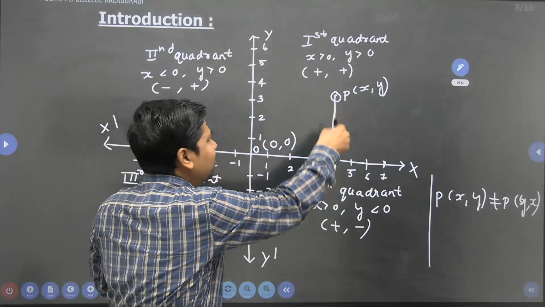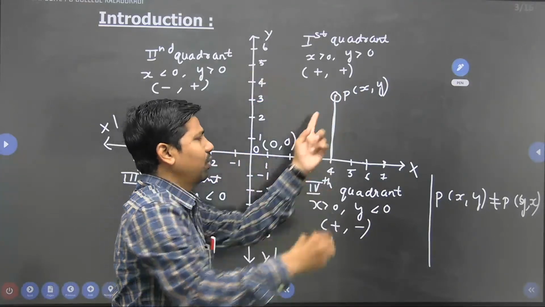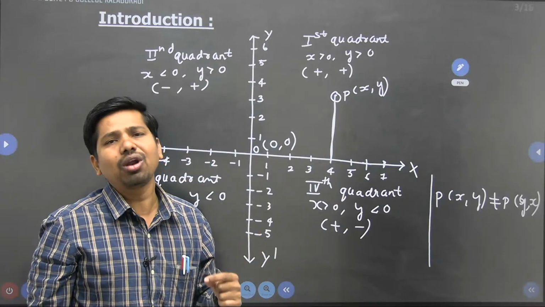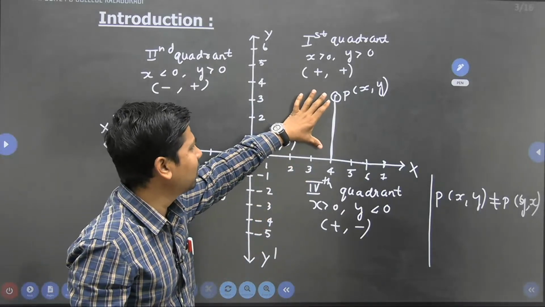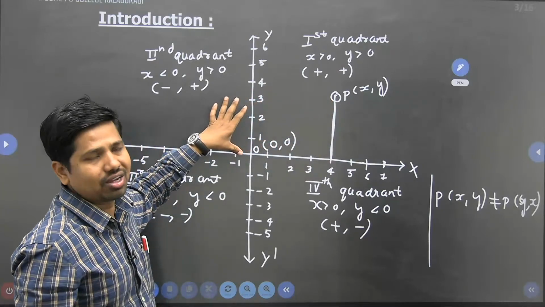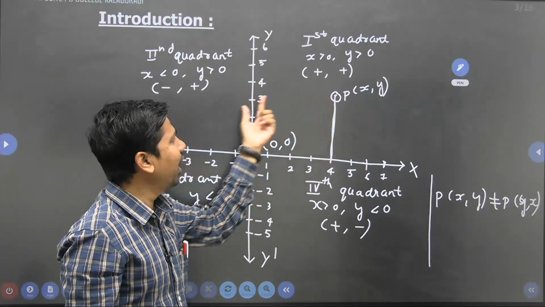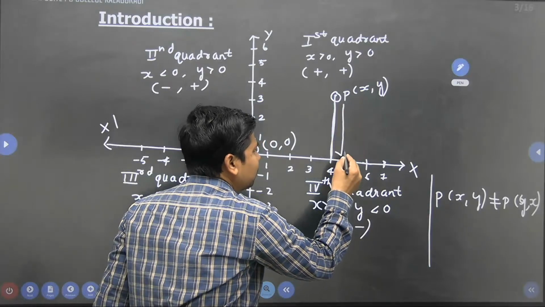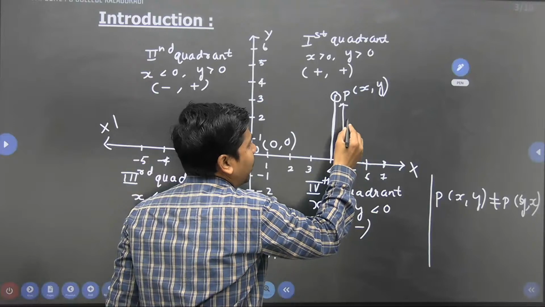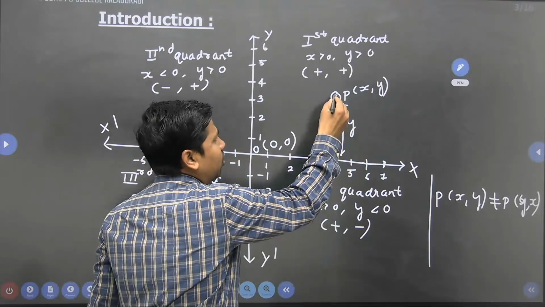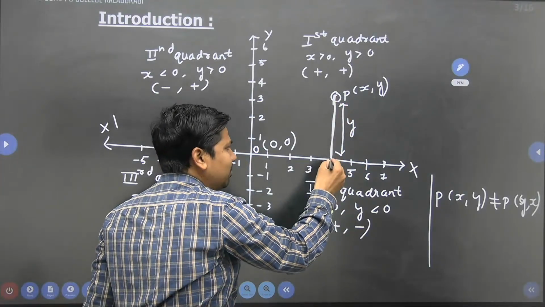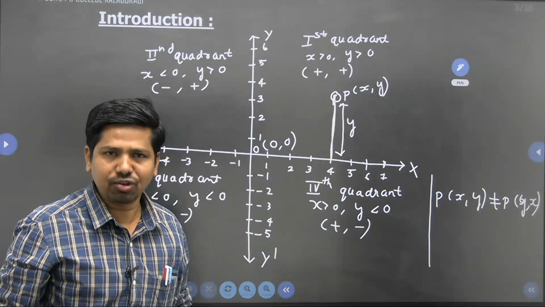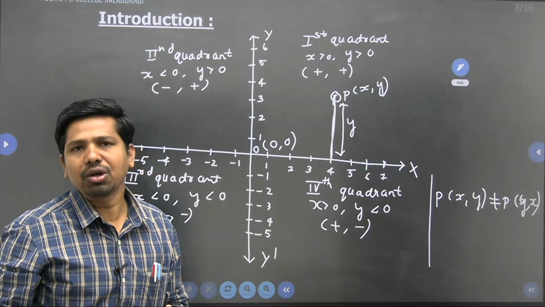How much distance is it? It is parallel along the y-axis. Whenever you take any point P of x comma y, at what distance is that point from the x-axis? This point is at a distance of y units from the x-axis, and x units from the y-axis. What is this distance? It is your y coordinate. So if you drop a perpendicular line from that point to the x-axis, this perpendicular line distance is your y coordinate. Means the point P of x comma y is at a distance of y units from the x-axis.